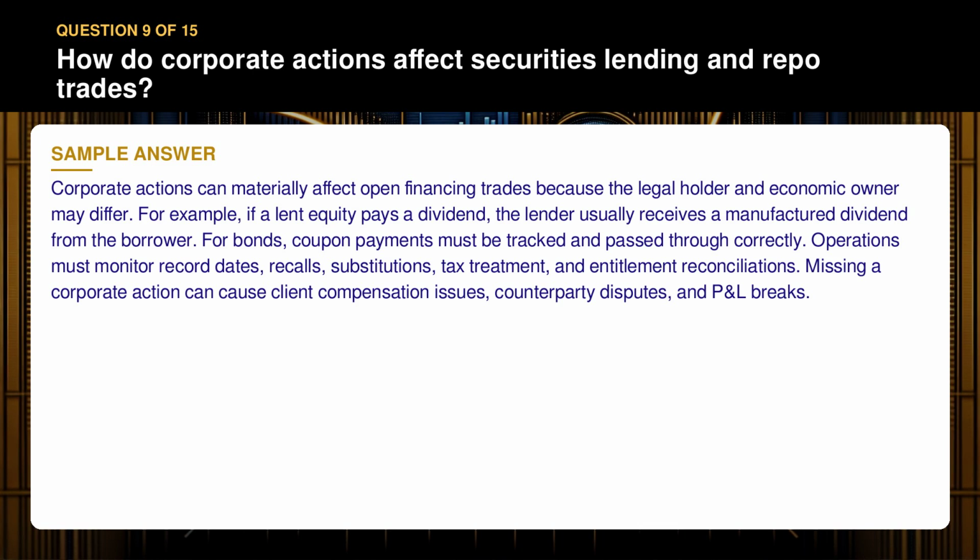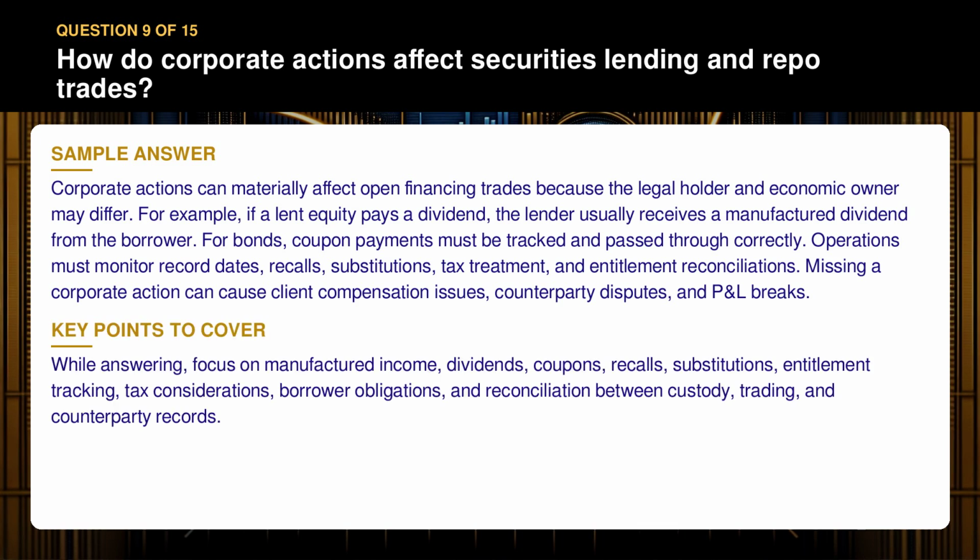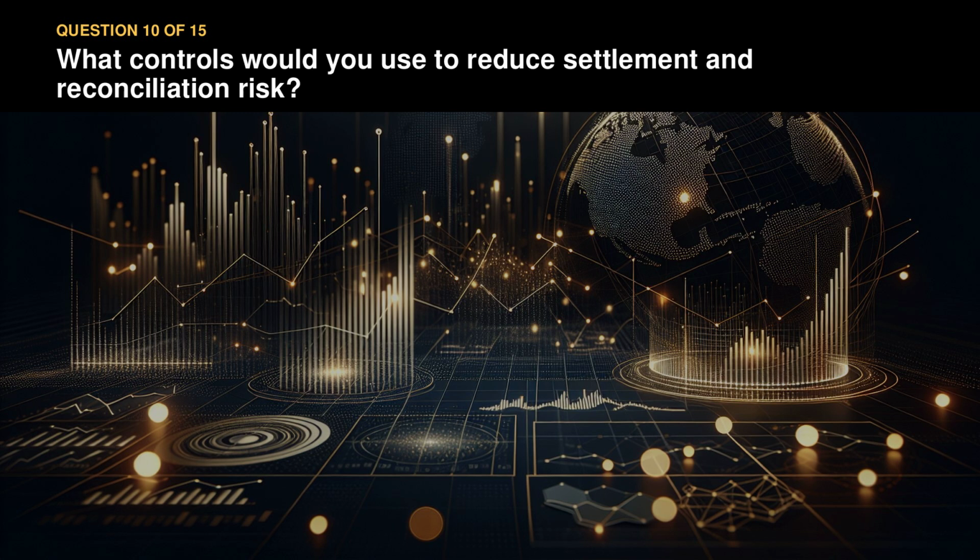Operations must monitor record dates, recalls, substitutions, tax treatment, and entitlement reconciliations. Missing a corporate action can cause client compensation issues, counterparty disputes, and profit and loss breaks. While answering, focus on manufactured income, dividends, coupons, recalls, substitutions, entitlement tracking, tax considerations, borrower obligations, and reconciliation between custody, trading, and counterparty records.